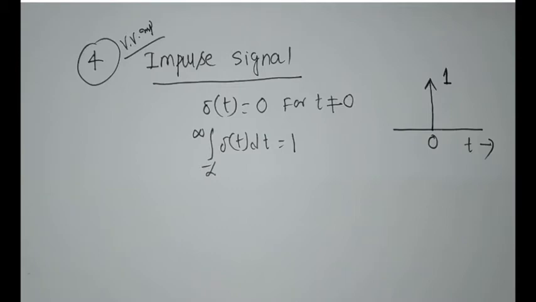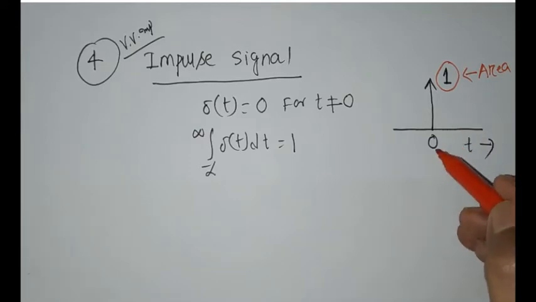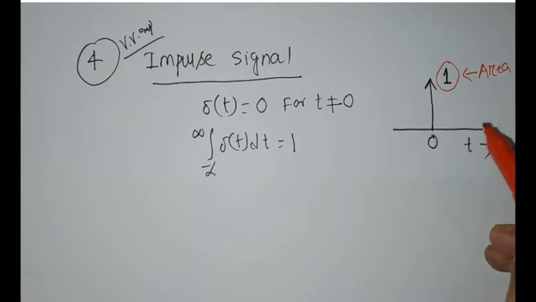Now here, this represents area, not amplitude. So how can we define it? We can say that the impulse signal has 0 amplitude everywhere except at t equals 0, and the area under the impulse signal is 1. Again I am repeating: it is not amplitude, it is area.